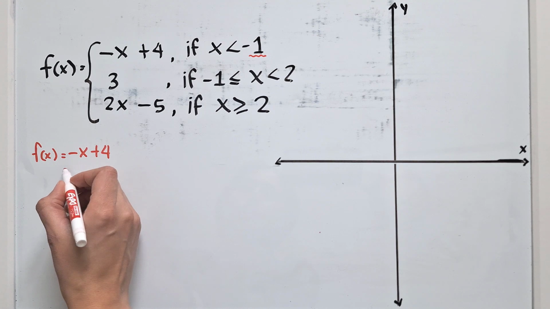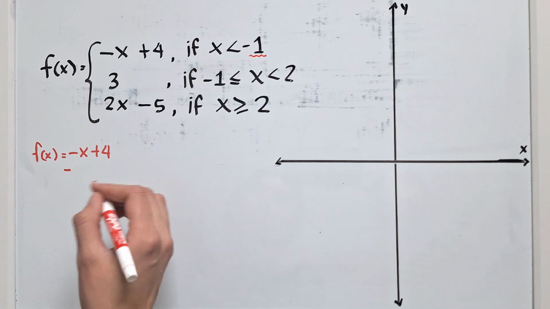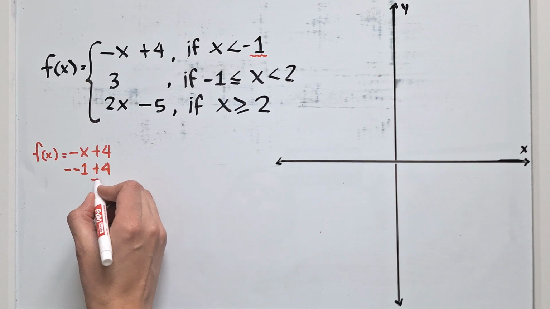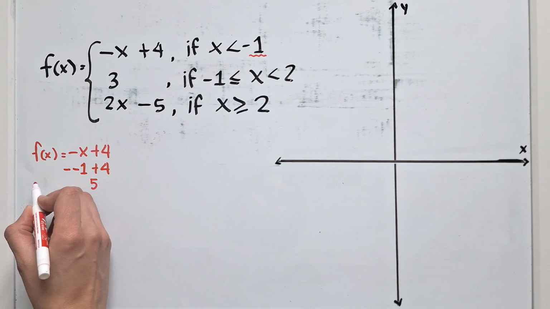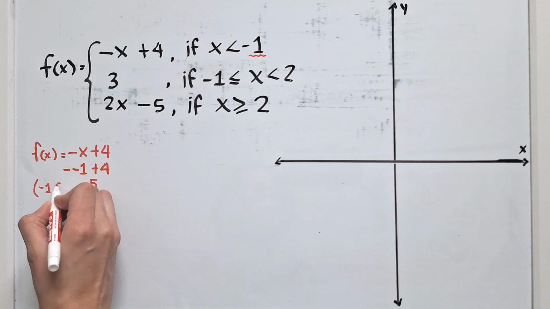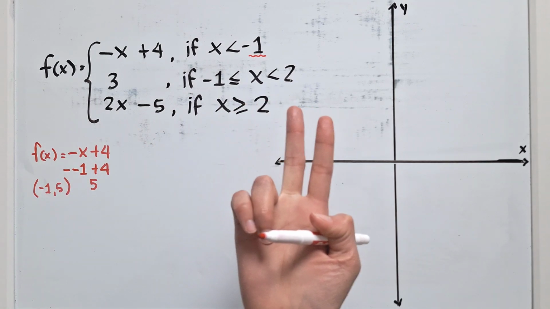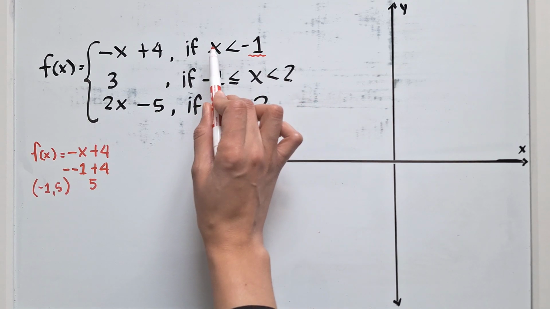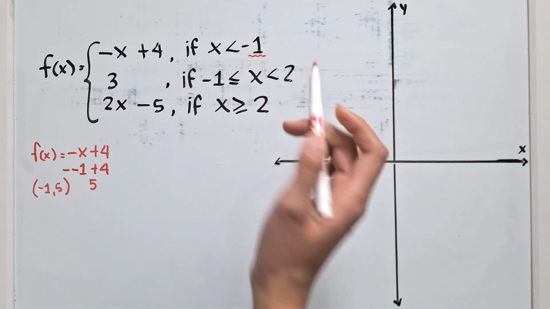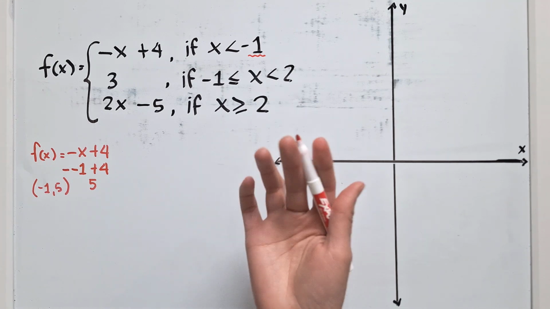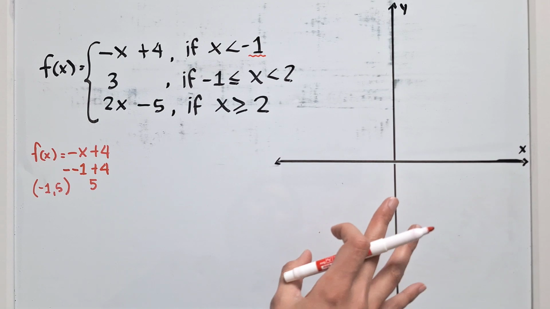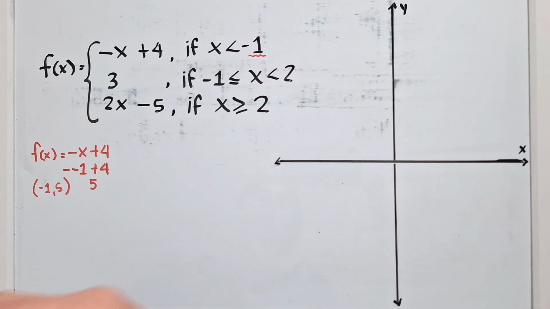In this case, we have a negative of the formula, and then x is negative 1, and then plus 4. 1 plus 4 is 5. So we have our first ordered pair, negative 1 and 5. We need at least 2 points. Now we can choose any number that falls into this category, which is x less than negative 1. Could be negative 2, negative 3, negative 4, negative 10. Because our graph is going to be small, I'm going to use negative 2.